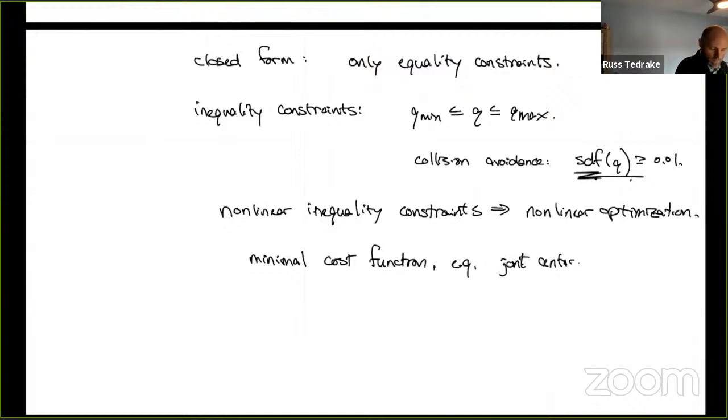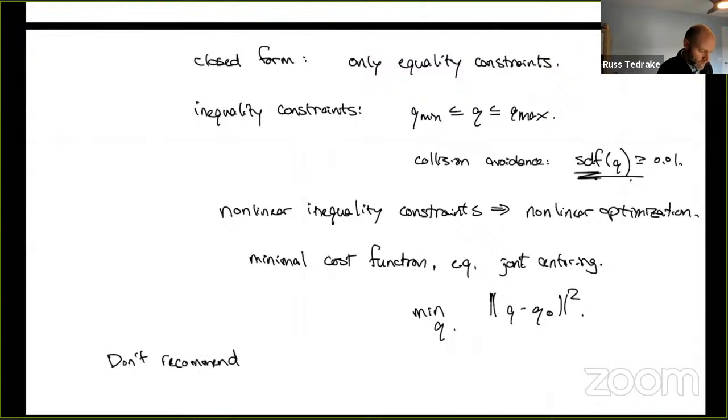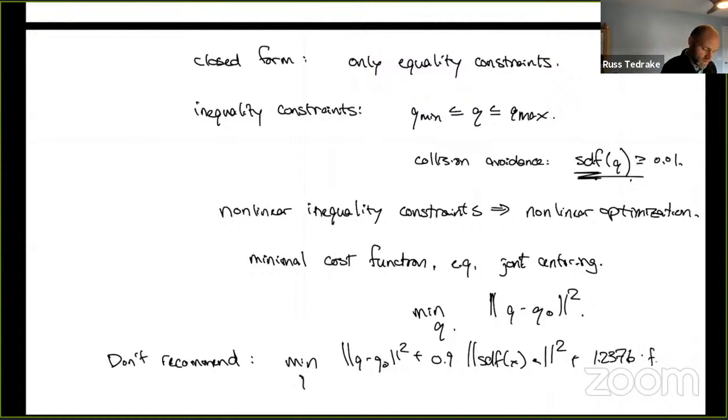Joint centering. Now that's a philosophy that I've earned by spending lots of time tweaking cost functions on nonlinear optimization, and you will eventually do that too, I think. The problem is if you say, I don't recommend, although you'll see it in reinforcement learning, you'll see it all over the place, writing an objective function of the form Q minus Q zero squared plus, I don't know, 0.9 of SDF something squared plus, I don't know, 1.2376 times my feet or, you know, something like this.